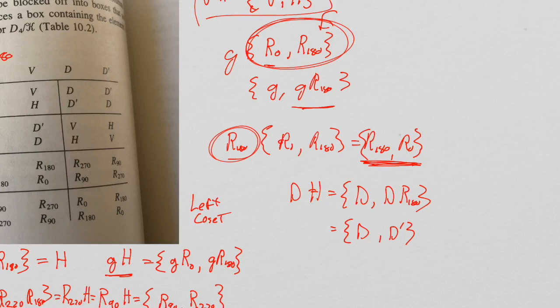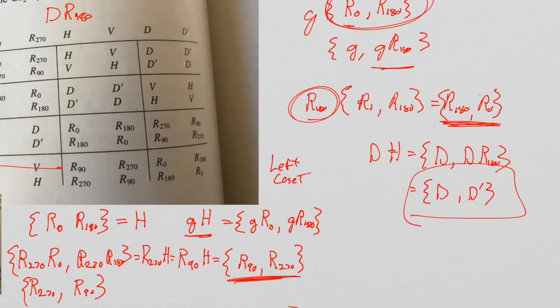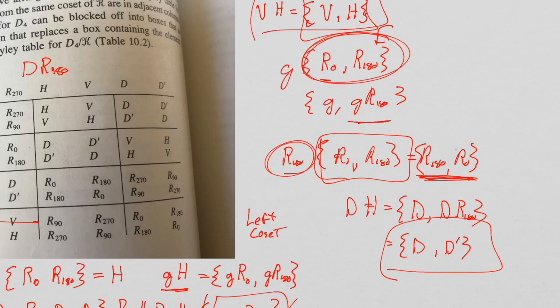Now, I think I've got it all, right? I've got a coset with D and D prime. I've got a coset with V and H. I've got a coset with R90 and R270, and I've got a coset with R0, R180. That's 2, 4, 6, 8. So all the elements are in cosets.